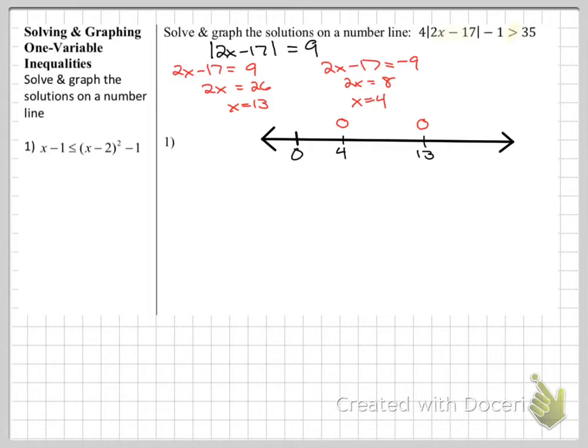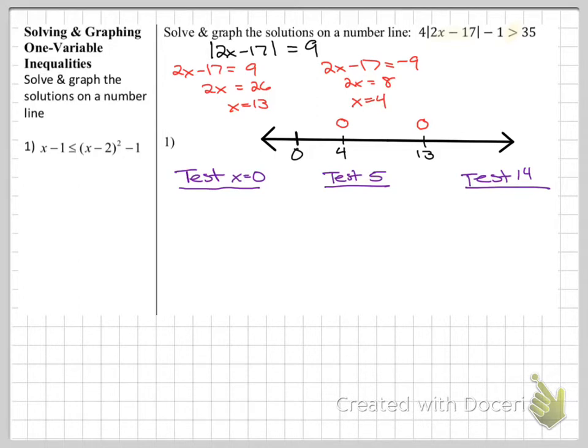Then we're going to need to test some things. I am going to do number 1 on the next page, so I'm going to just keep taking up all this space. So we need to test something to the left. 0 is to the left, so that seems like a good number to test to the left. We need to test something in the middle. 5 is not in the middle, but it's between 4 and 13. And we need to test something to the right. 14 seems like a good number to test to the right.